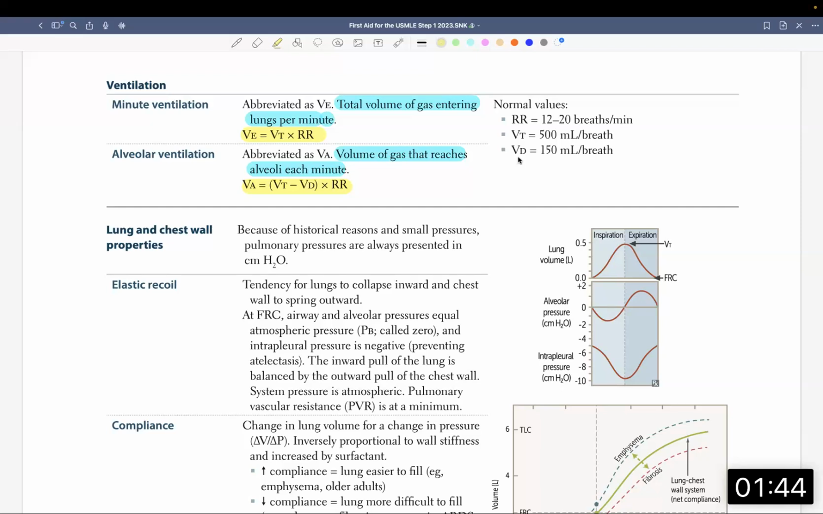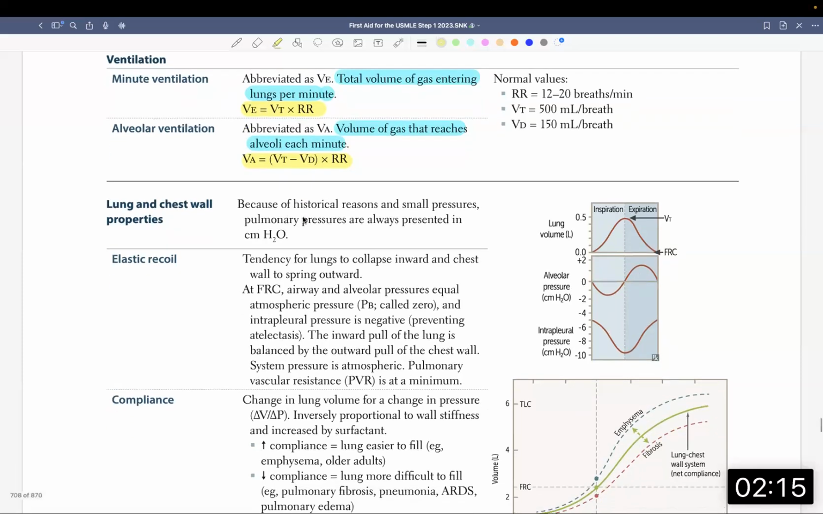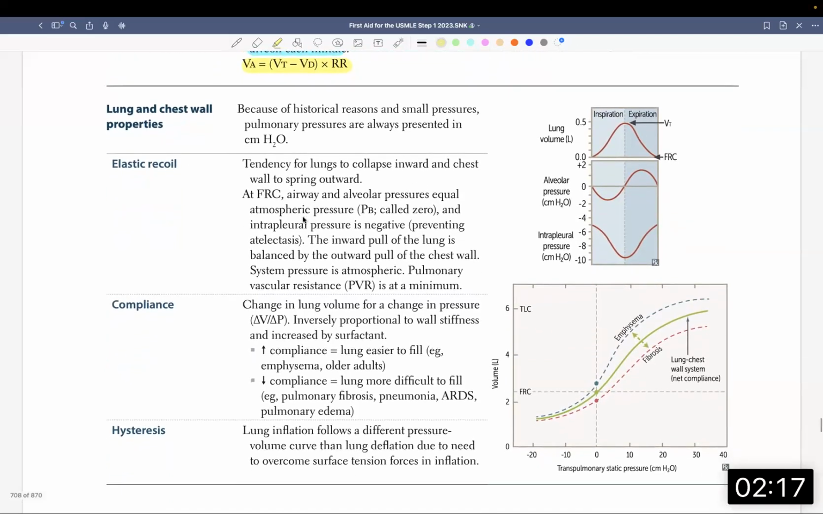Respiratory rate comes in both. In alveolar ventilation, additionally, you have to subtract the dead space. Okay. VT into RR, so VT is in both. Here we just have to subtract the VD. VT into RR, versus VT minus VD into RR. Okay. Moving on. Next, we have lung and chest wall properties.